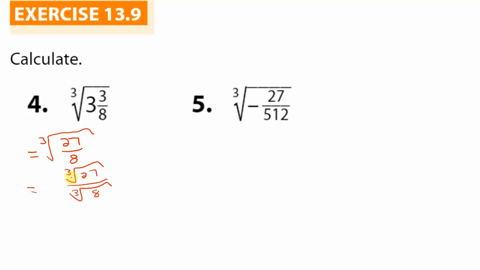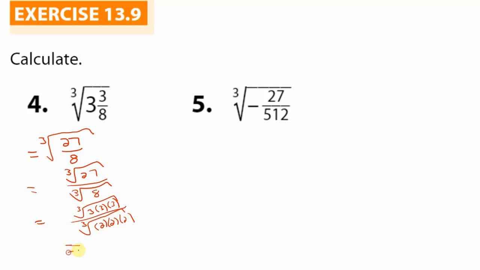Since it's a cube root, we need 3 sums, 3 of the same. So what times what times what gives 27? I think, let's see, 3 times 3 is 9, and 9 times 3 is 27, so that will work. What about 8? 2 times 2 is 4, times another 2 is 8. So 2 times 2 times 2 will work.